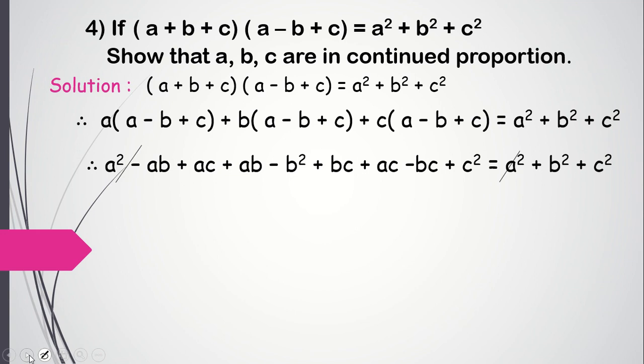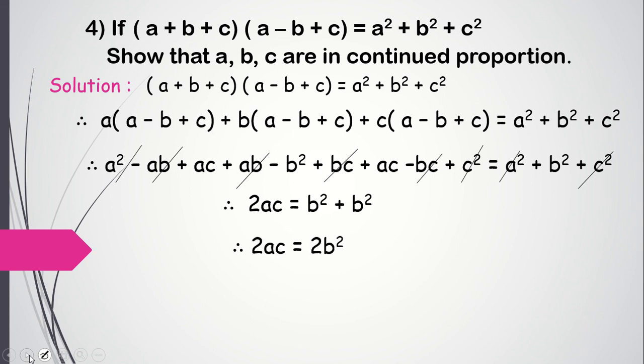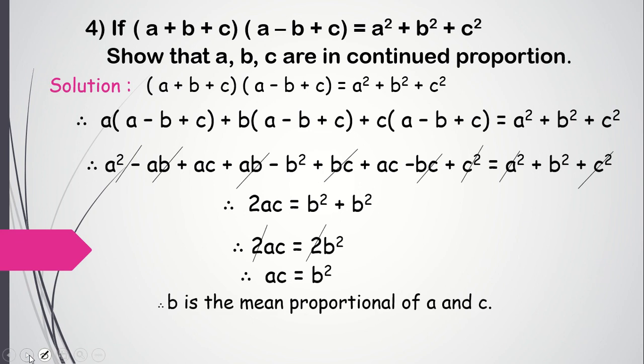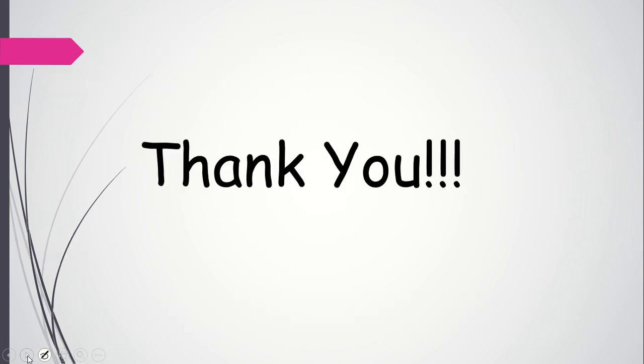So let's see, A square gets cut, C square gets cut, AB minus AB, BC plus BC. Then we get 2AC is equal to B square plus B square. So 2AC is equal to 2B square, 2 gets cut, therefore AC is equal to B square. Therefore B is the mean proportional of A and C. Therefore A, B, C are in continued proportion.